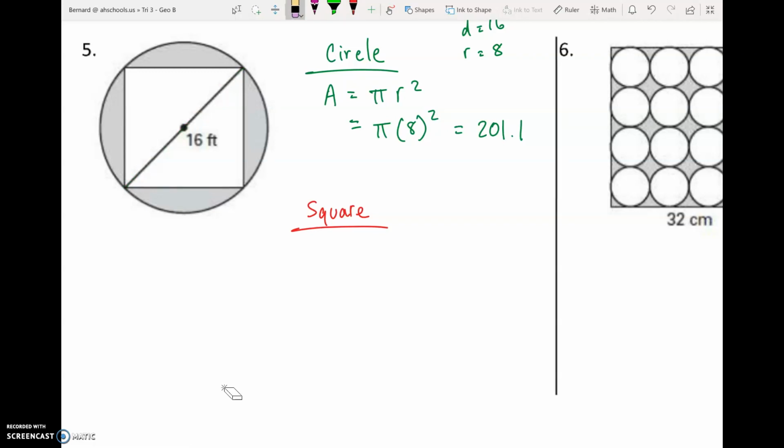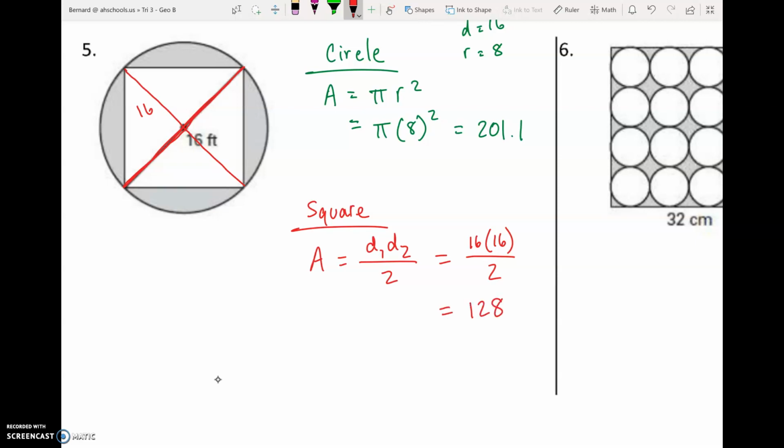In our note packet, we said the area of the square can be diagonal 1 times diagonal 2 divided by 2. And this diagonal right here is the diameter of our circle, but it's also the diagonal of the square, right? And it's 16. If I draw a second one in there, that's the other diagonal of the square. And in a square, the diagonals are the same. So that one's 16 as well. Both diagonals are 16. So the area of our square is going to be 16 times 16 divided by 2. And when we do 16 times 16 divided by 2, we get 128.